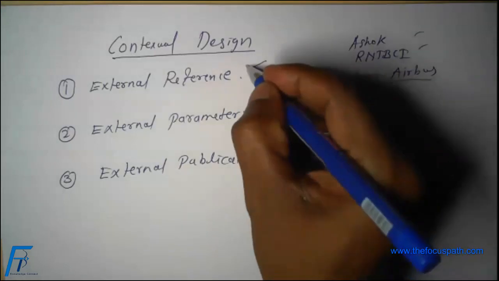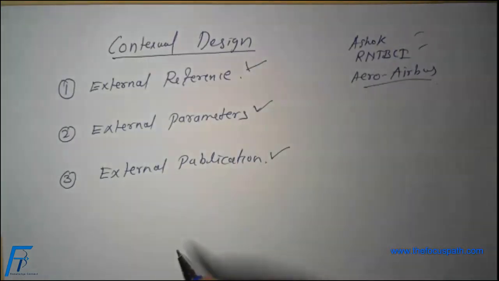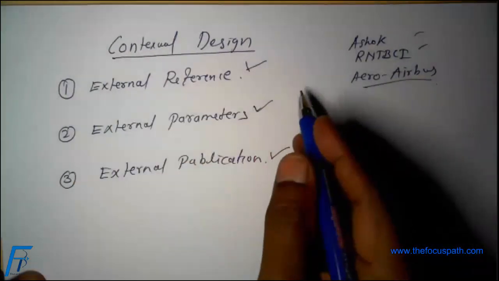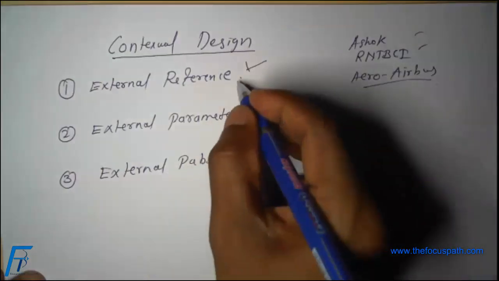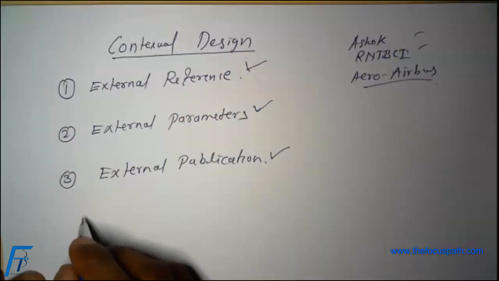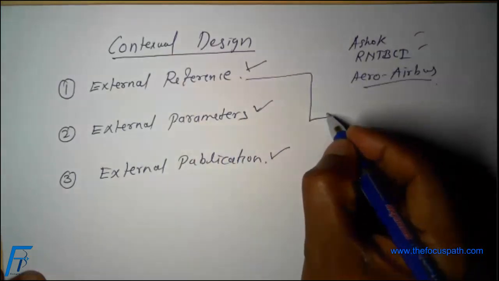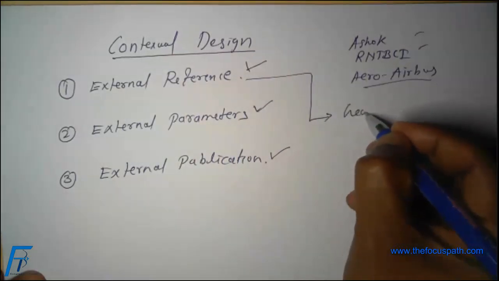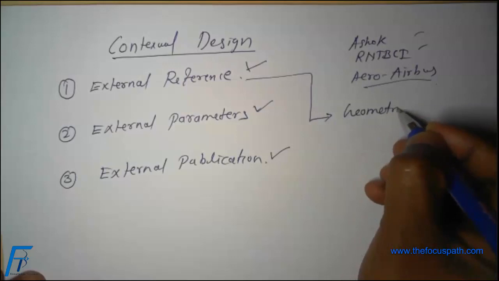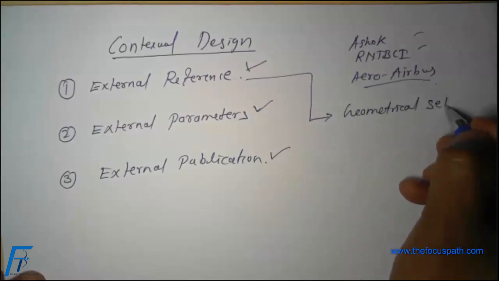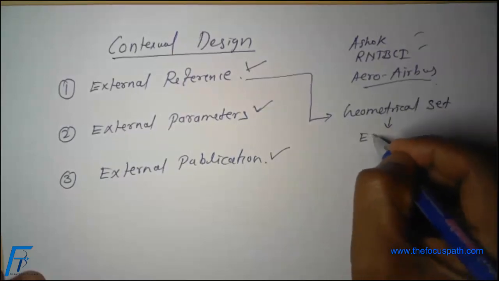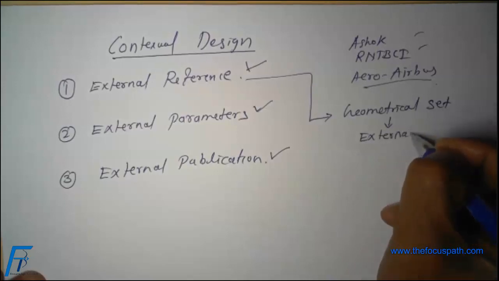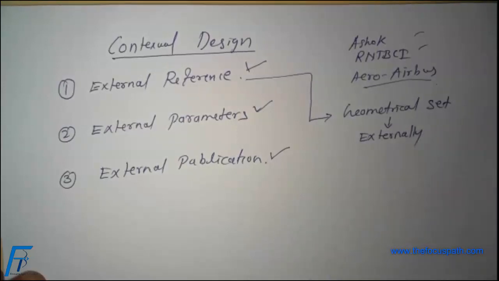So what is this? We use it. As we discussed, external reference means I'm going to use an external reference which is contextually linked with other components. So how you design is called external. So you can see a geometrical set telling that this is externally linked with other components, right? Linked with other components. That could be one.